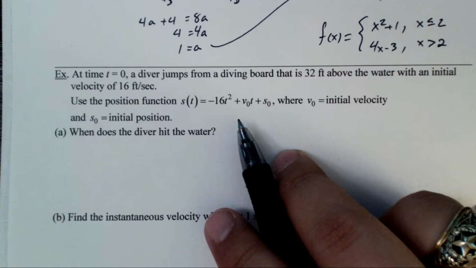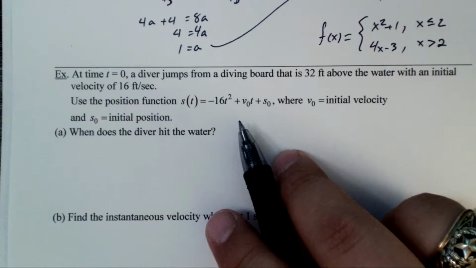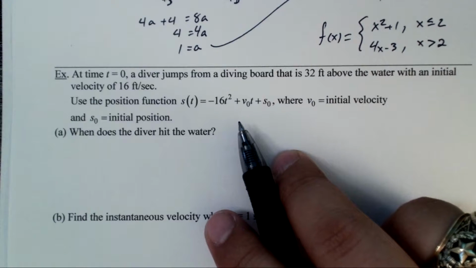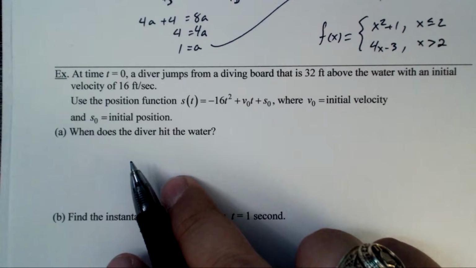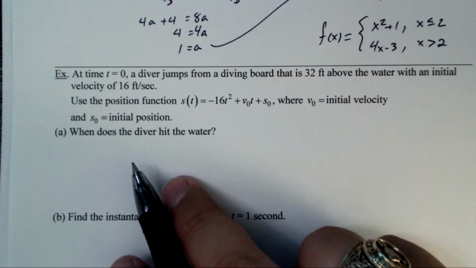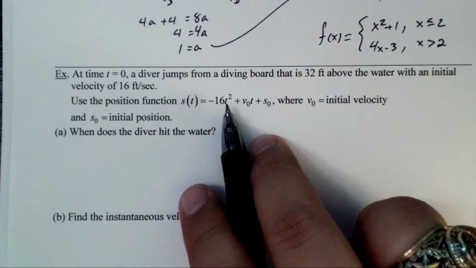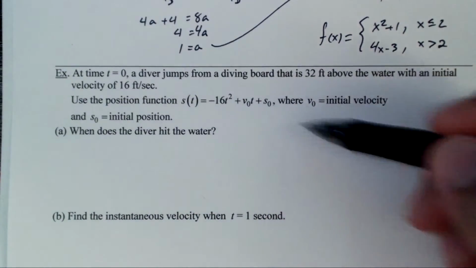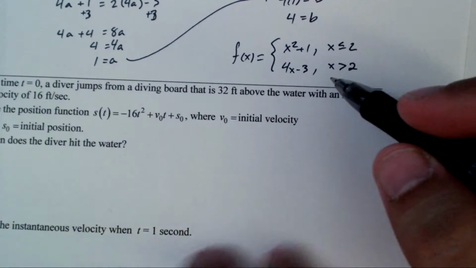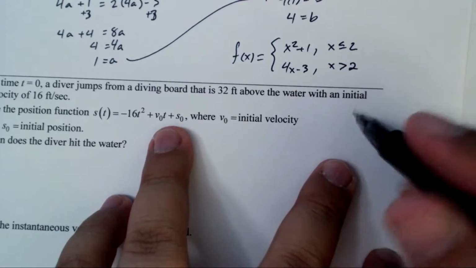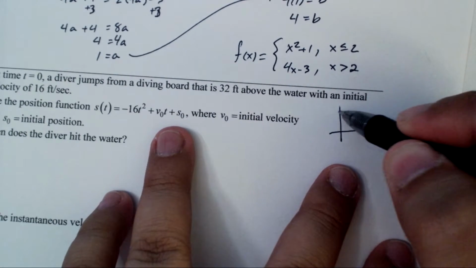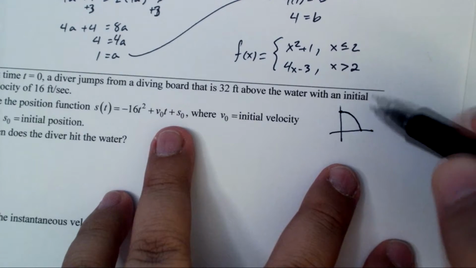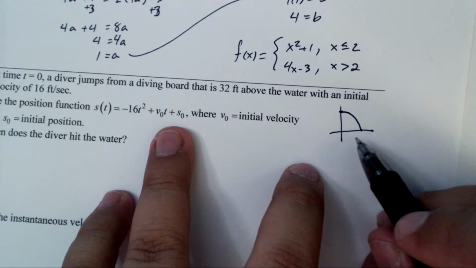Okay, jumps from a diving board 32 feet above the water with an initial velocity. So it says, let's use this position function. When does the diver hit the water? That means we're looking for the root, because if this is a parabolic function, we're going to have a root at the bottom. What we're looking at is a diver up here at 32 feet who then dives down. So this is going to be your position graph.